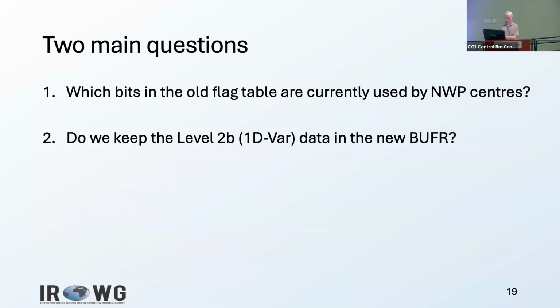There are two main questions that I would like to ask here. The first one is we'd like to know which bits in the old or the current flag table are used by the NWP centers. That will help us to finalize the new flag table that we are planning to design. The second question is, do we keep the level 2B data in the new buffer? We discussed it a bit, and at the ROM SAF user workshop, there was also a question on should we still keep level 1B in the buffer. So that's a question I'd like to hear your opinion about also.